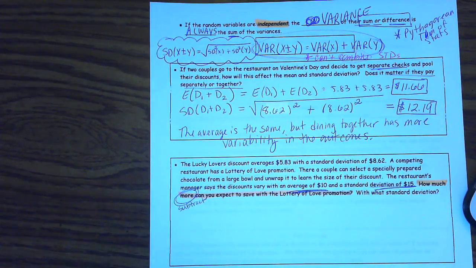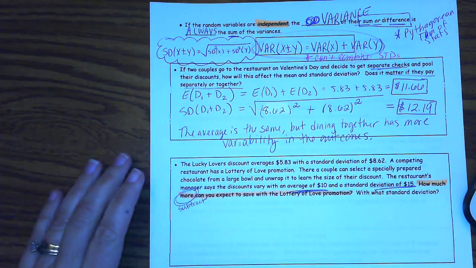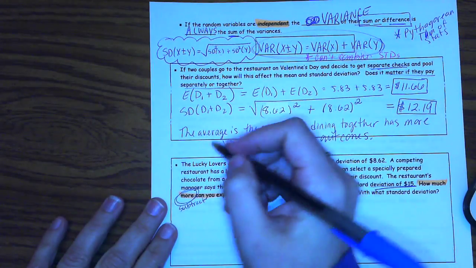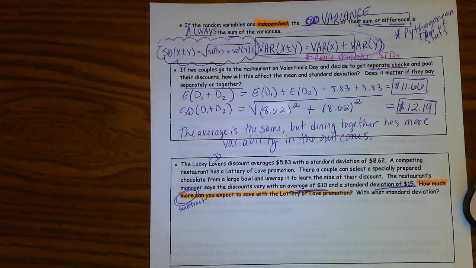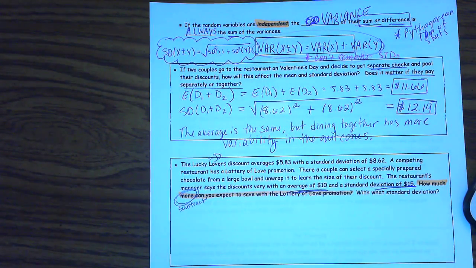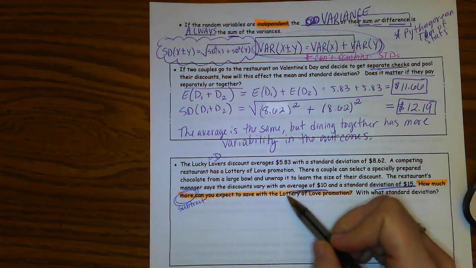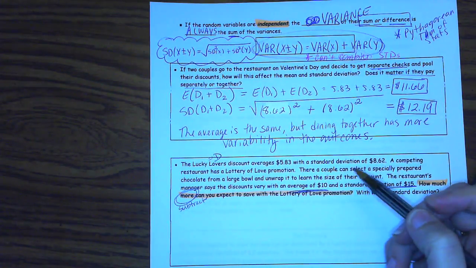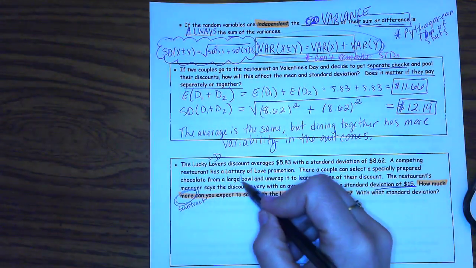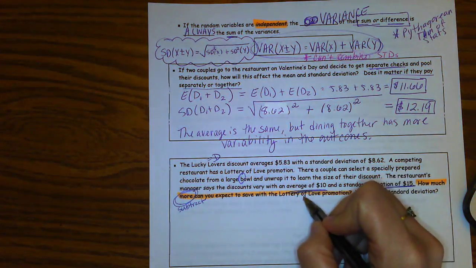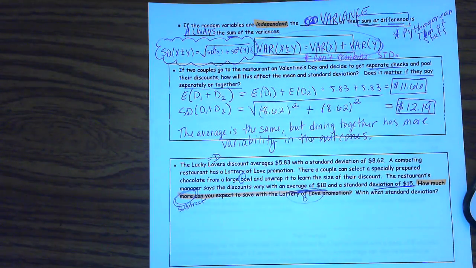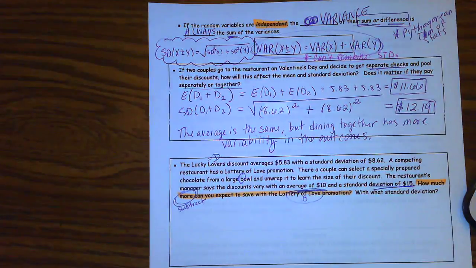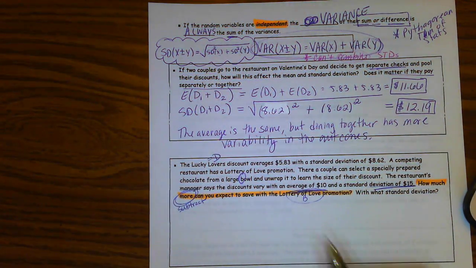So we're going to subtract Lottery of Love minus the Lucky Lovers. Now, I called Lucky Lovers D for discount earlier. I'd like to use a different letter for Lottery of Love. Since they're all L's and discounts, it's hard. But I'm going to go ahead with B because they use a bowl. So I'm going to call this one B, okay? Just for no good reason. We could call them X and Y if we wanted to.